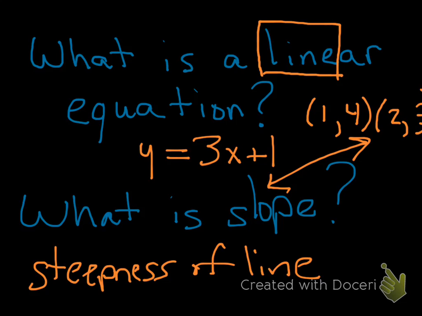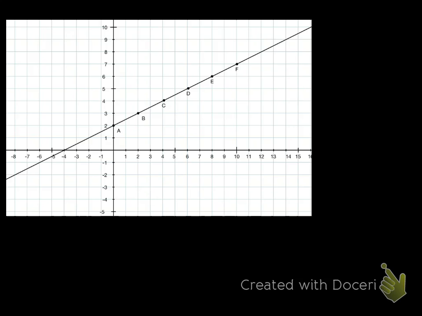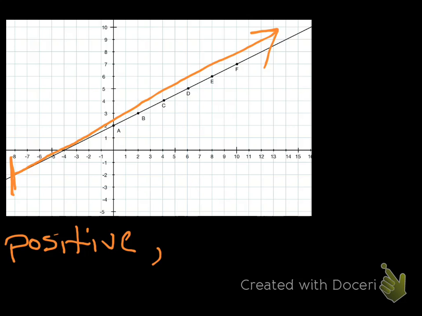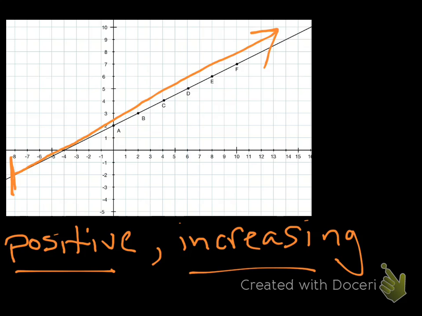Let's look at this first one. Basically, when you're looking at what type of slope you have, you always start on the left-hand side and go from left to right like you're reading a book, and you look at the way the line goes. This line is going in an upward direction, so this is a positive slope, and it's increasing because it's going up. Start from the left, go from left to right, and determine, am I going uphill or downhill? You're going uphill, so it's positive and it's increasing.